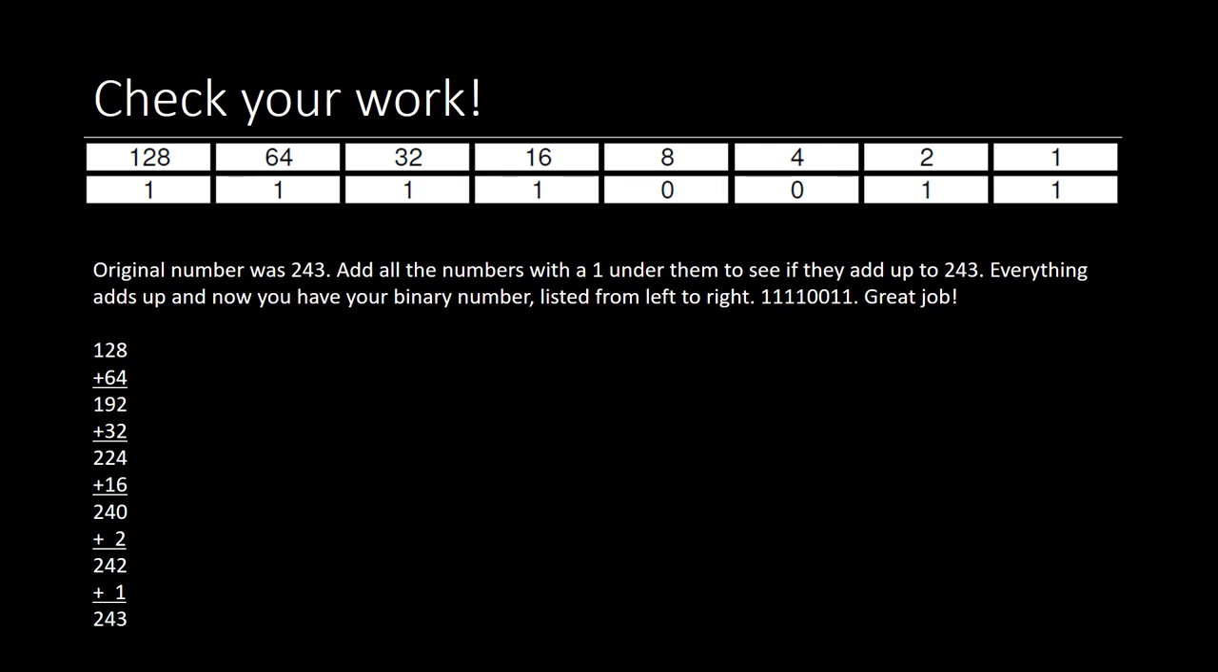If we add all of the top numbers together that have a 1 under them, they should add up to 243. So 128 plus 64 plus 32 plus 16, we have to skip 8, we have to skip 4 because there are zeros under them, plus 2 and plus 1 is 243. Now go ahead and practice this with some other numbers, and then when you add it up and you see that it adds up to the original number, you'll know that your number is correct.